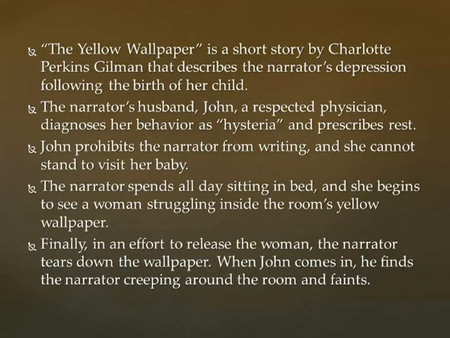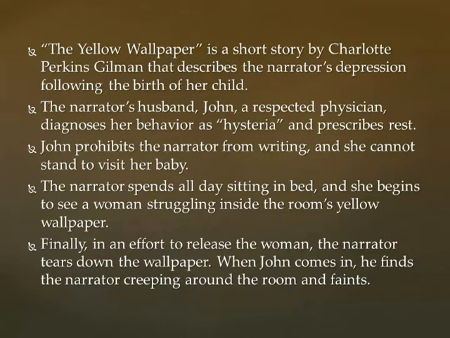The narrator spends all day sitting in bed and she begins to see a woman struggling inside the room's yellow wallpaper. Finally, in an effort to release the woman, the narrator tears down the wallpaper. When John comes in, he finds the narrator creeping around the room and faints. So that is the summary. We have the key ideas for the summary.